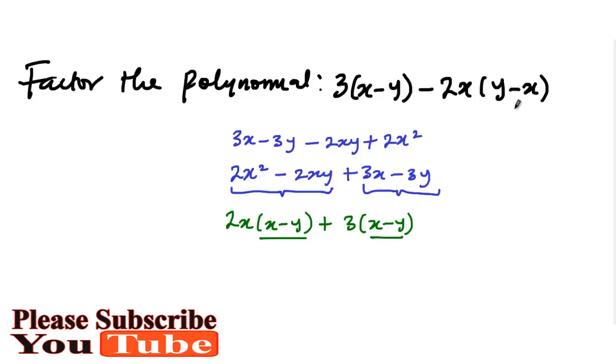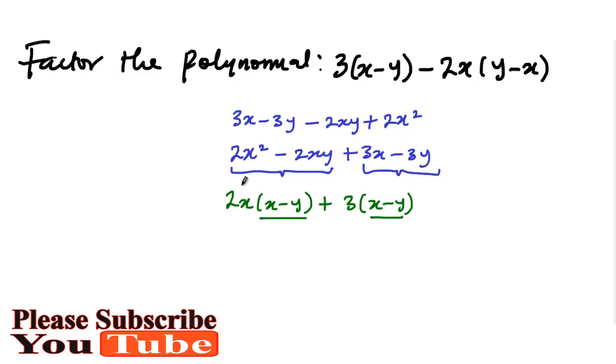Though we can use the opposite factor here, which I will do in the next video so as to make it clearer. Now since x minus y and x minus y are similar here, we can take x minus y as common into bracket 2x plus 3. So the solution to this problem is x minus y times 2x plus 3.